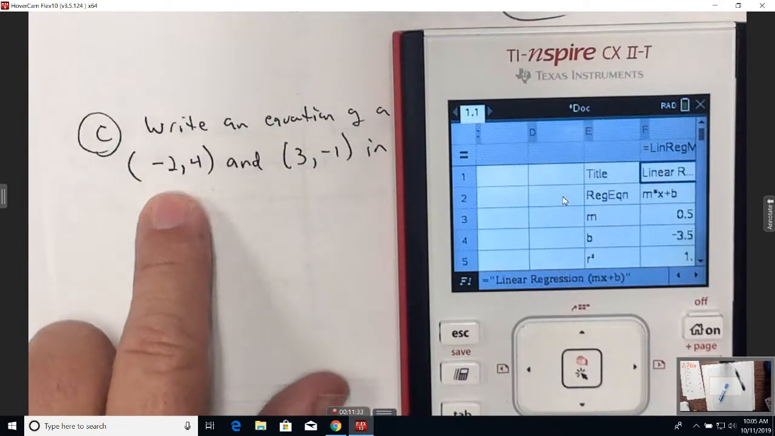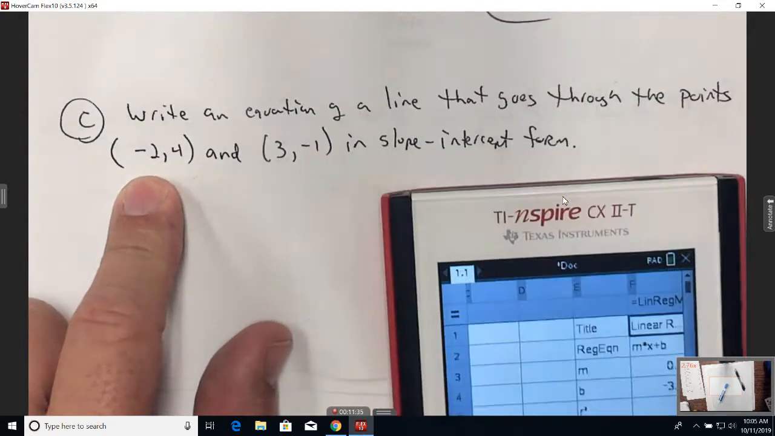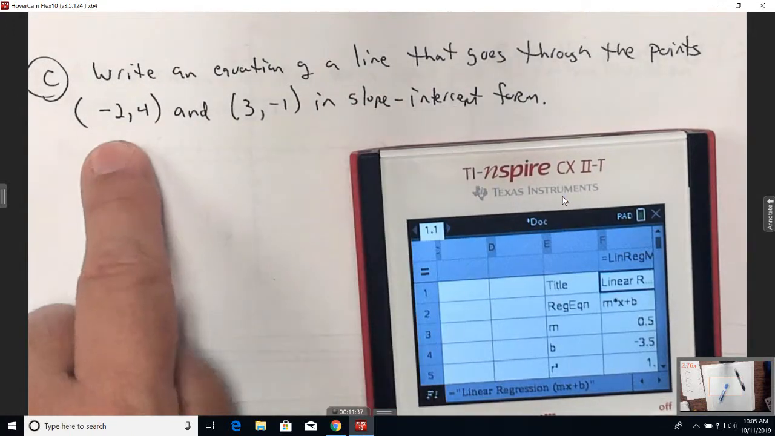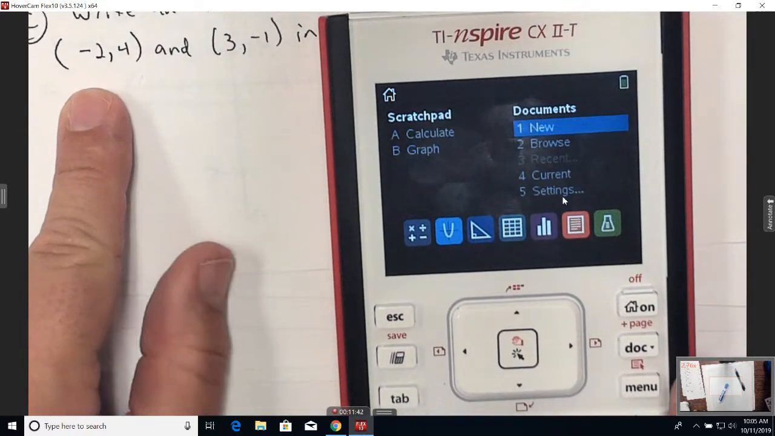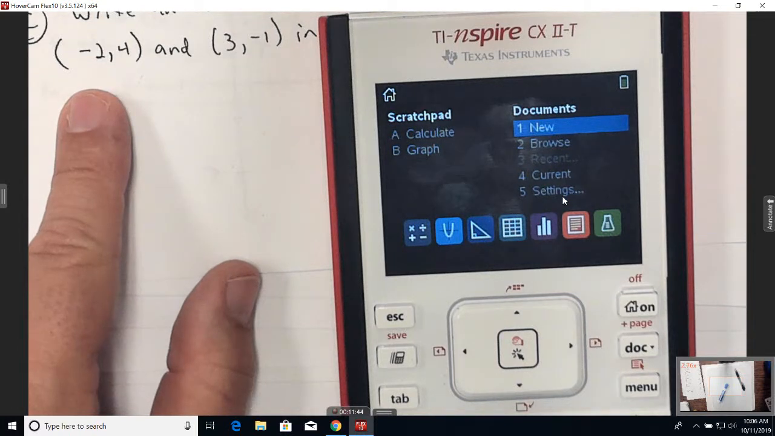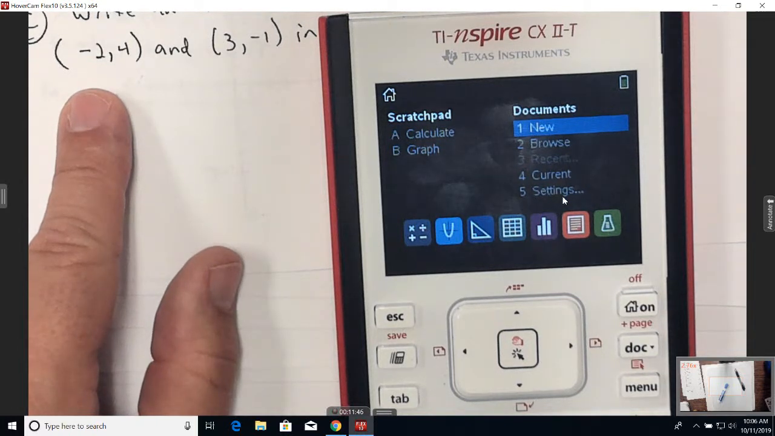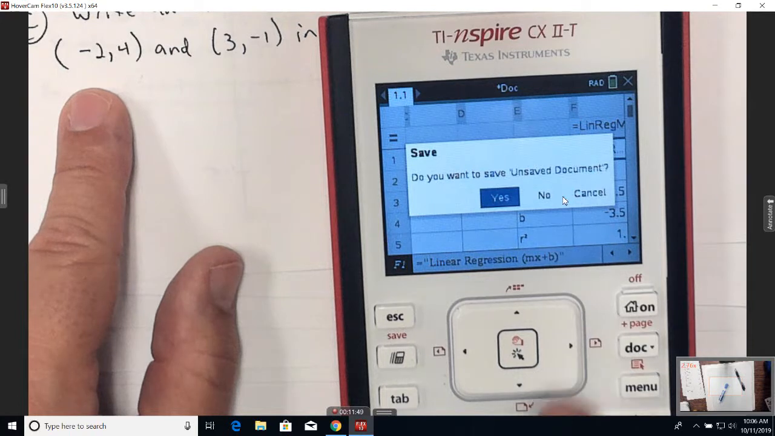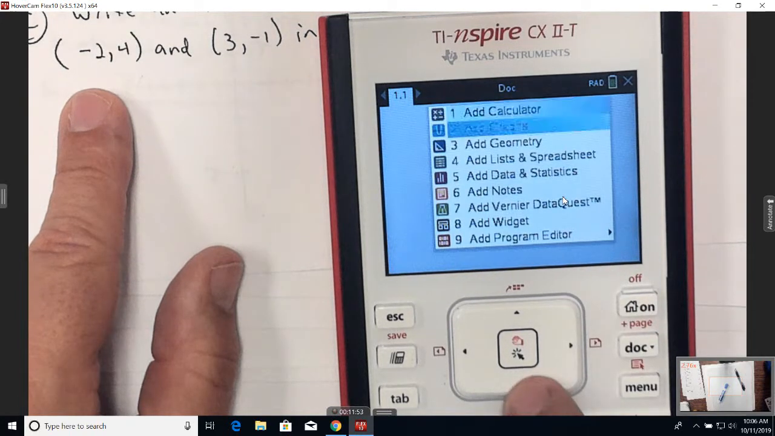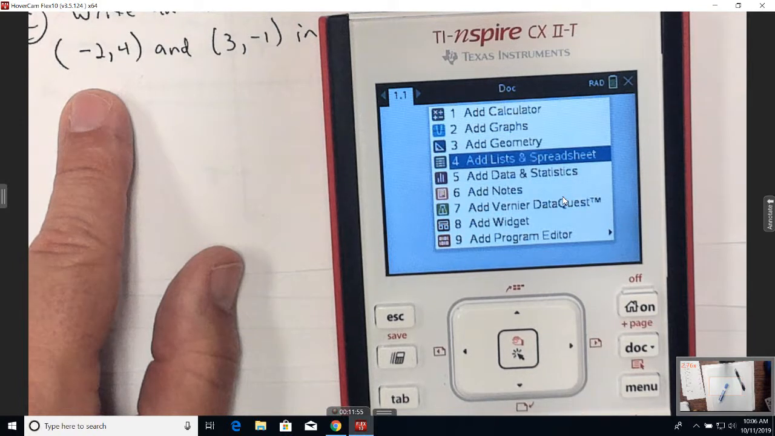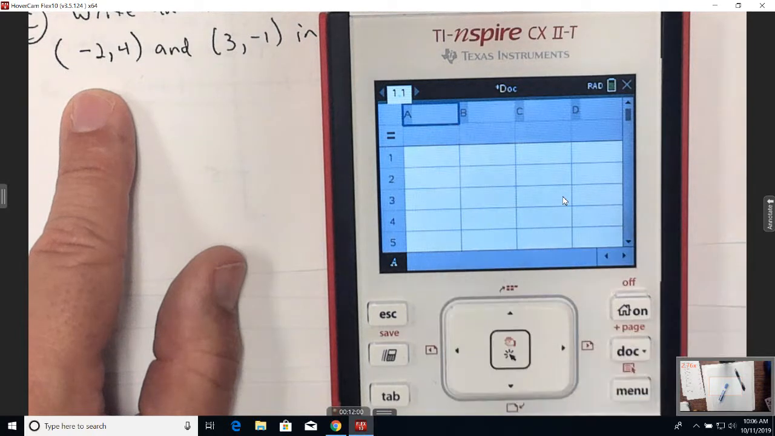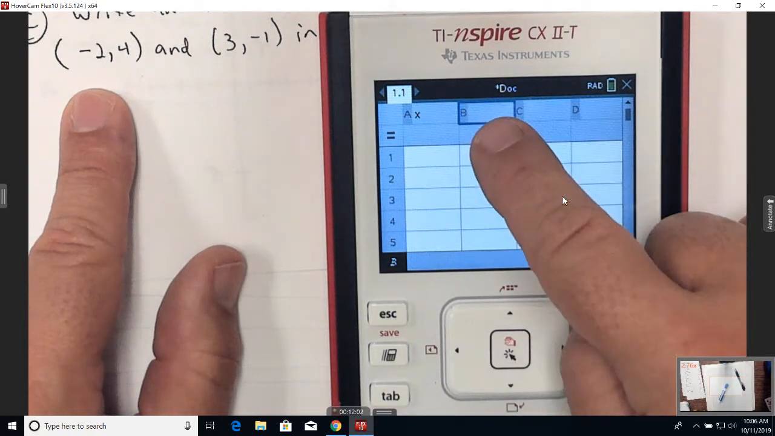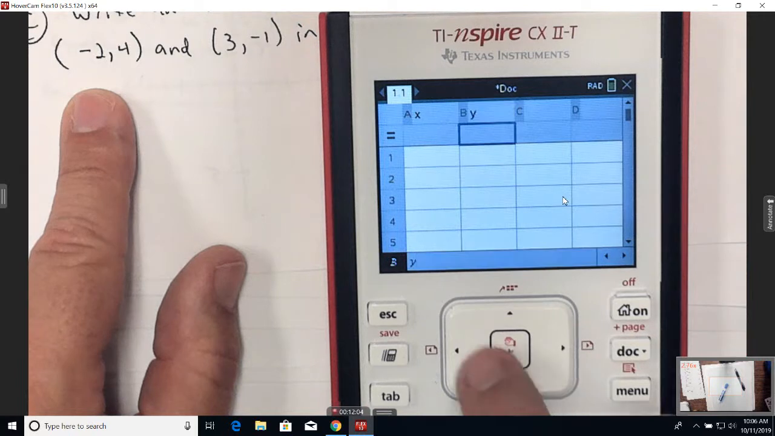How do I come up with an equation of a line in slope-intercept form that goes through these points? Once again, last time, hit home. I'm going to go faster now, so y'all keep up. Y'all try to work ahead of me. New document. Do not save my last one. Add a list in a spreadsheet. Title my X column as X's. Make a table for my Y, so my Y column is Y.